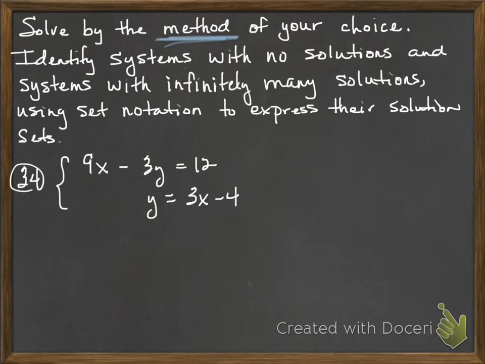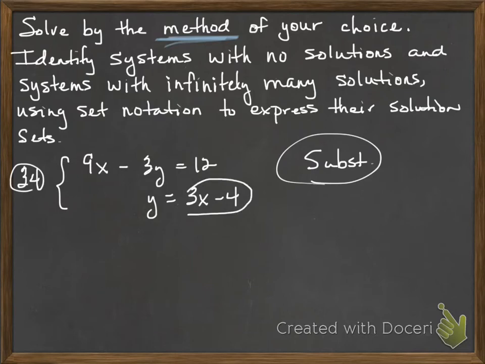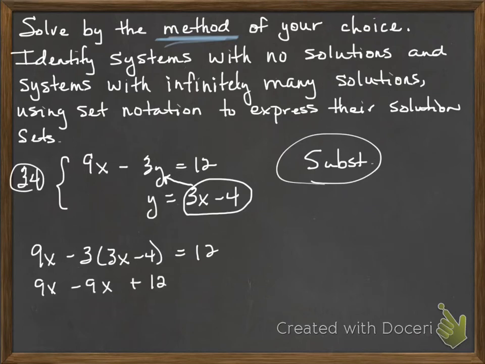So if we get to pick here, substitution would be the better method because one equation is already solved for y. So I'm going to take this 3x minus 4 and put it into the y in the first equation. So that's going to give me 9x minus 3 times (3x minus 4) is equal to 12. That gives me an equation that only has x's, which is a good thing. And so I just want to show you how you would pick substitution here. That would be the better pick, but you can pick addition if you want to.